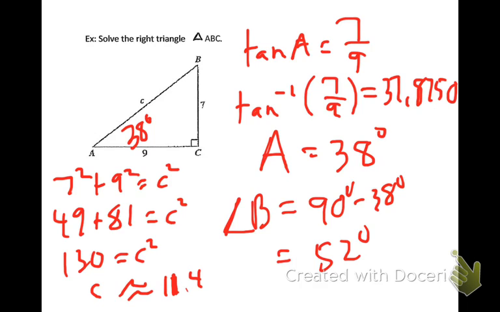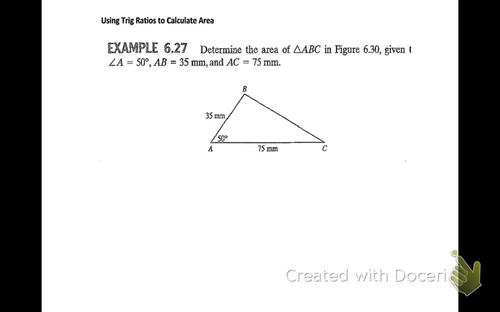Questions on solving triangles? No questions. Okay. One more example. So we're going to determine the area of ABC in the figure, given angle A is 50, AB is 35, and AC is 75.